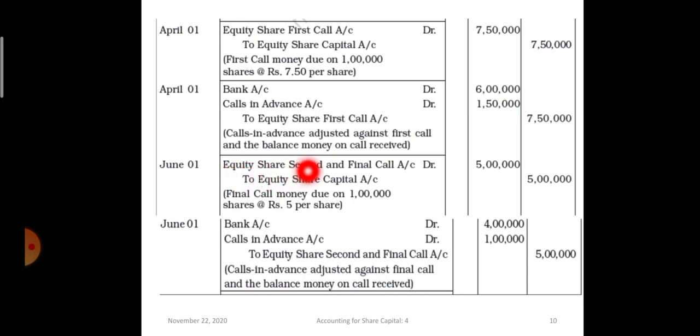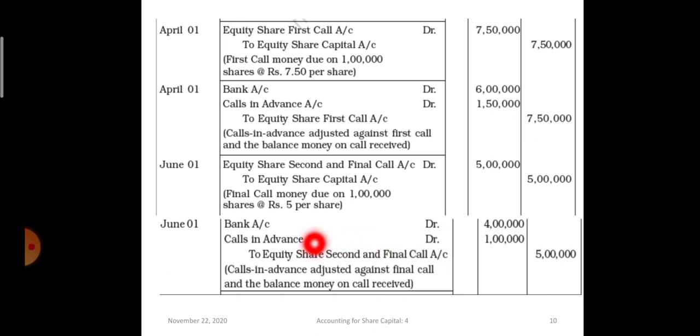Equity share second and final call, 5 lakh rupees, to equity share capital, 5 lakh rupees. It is made due. Out of this second call also, on 20,000 shares we have already received 5 rupees each, so 1 lakh rupees we have already received. So calls in advance will be debited. Balance 4 lakh is received through bank. So bank account debit 4 lakh, calls in advance 1 lakh rupees, to equity share second and final call, 5 lakh rupees.